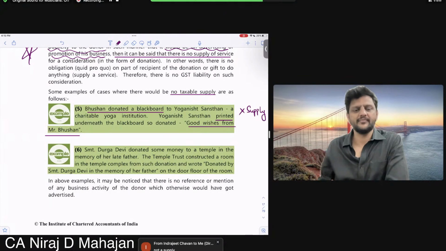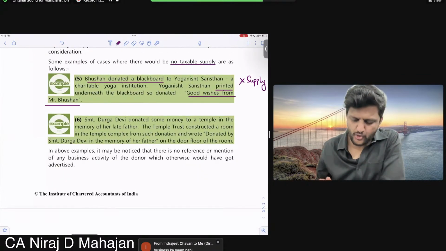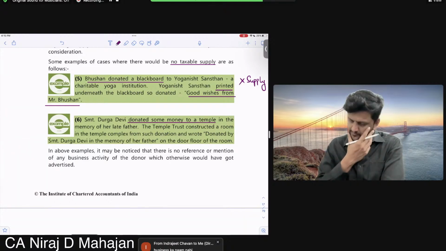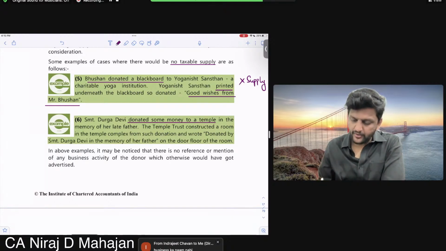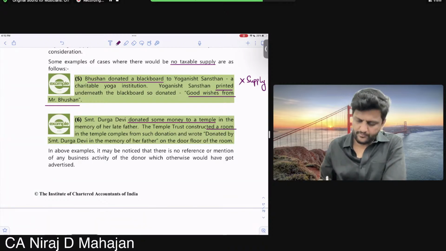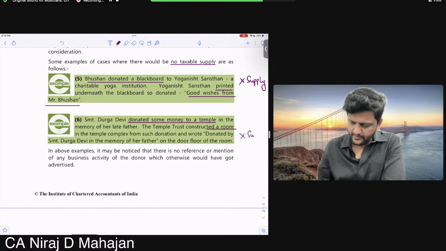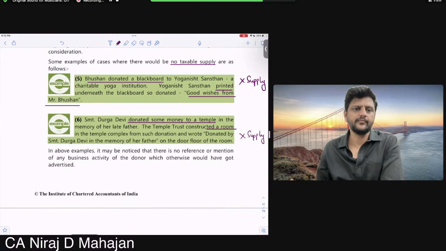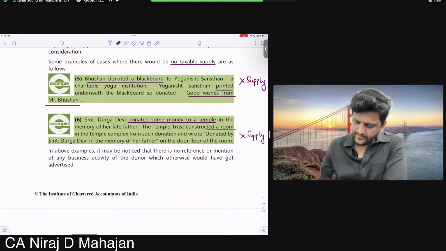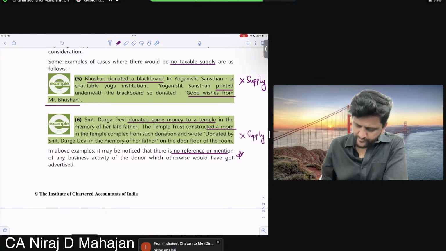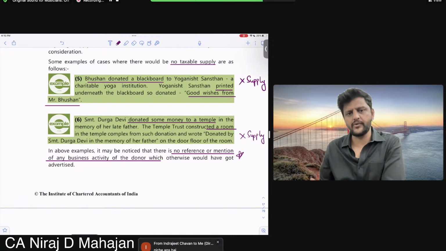Another example. Srimati Durga Devi donated some money to a temple in the memory of her late father. The temple trust constructed a room in the temple complex from such donation and wrote, "donated by Srimati Durga in the memory of her father." Again, not a supply. In the above examples, it may be noticed that there is no reference or mention of any business activity of the donor which otherwise would have got advertised.